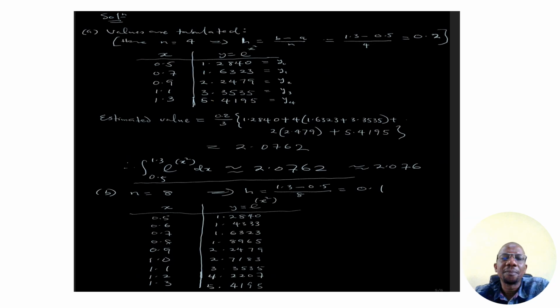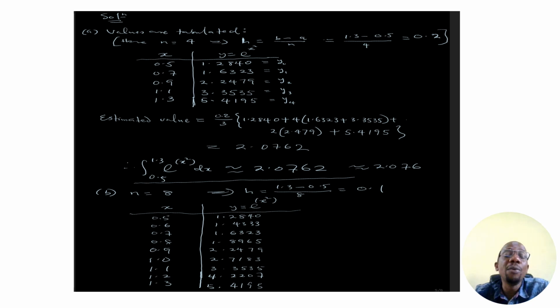Let's go on. Solution. As usual, let's tabulate x, y equals f of x squared. Here, n equals 4, the number of strips equals 4. h will then be b minus a over n, or 1.3 minus 0.5 all over 4. You remember, at the beginning, we said the relationship between h and n, strip width and number of strips, is h equals b minus a all over n. So this gives us a strip width of 0.2.